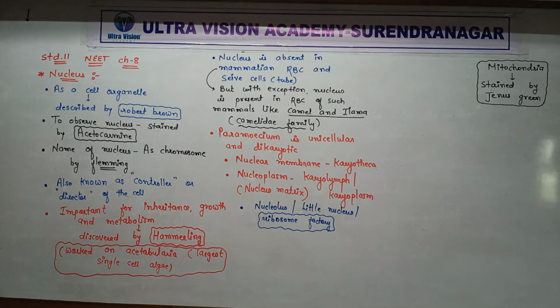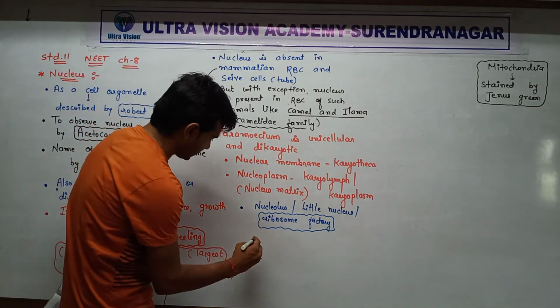Perinuclear space: the nuclear membrane is double layered and both the layers are parallel to each other. So in between the two layers the space is present. It is known as perinuclear space. The perinuclear space is 10 to 50 nanometer wide.